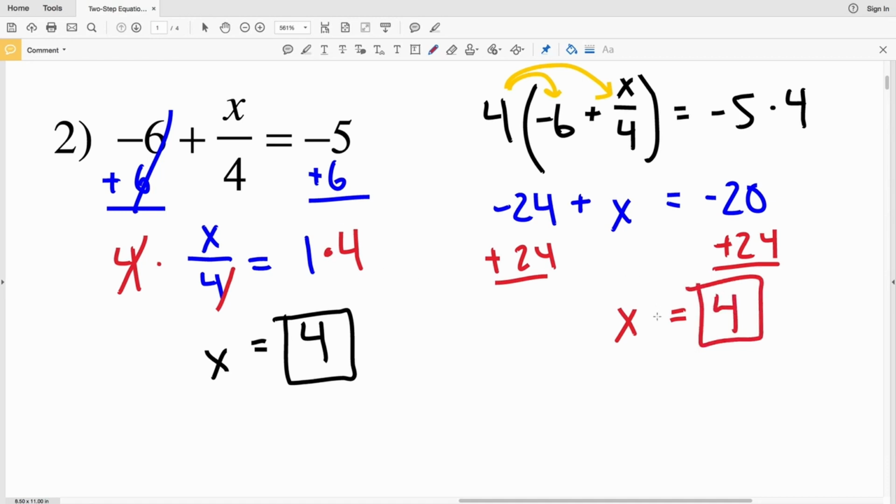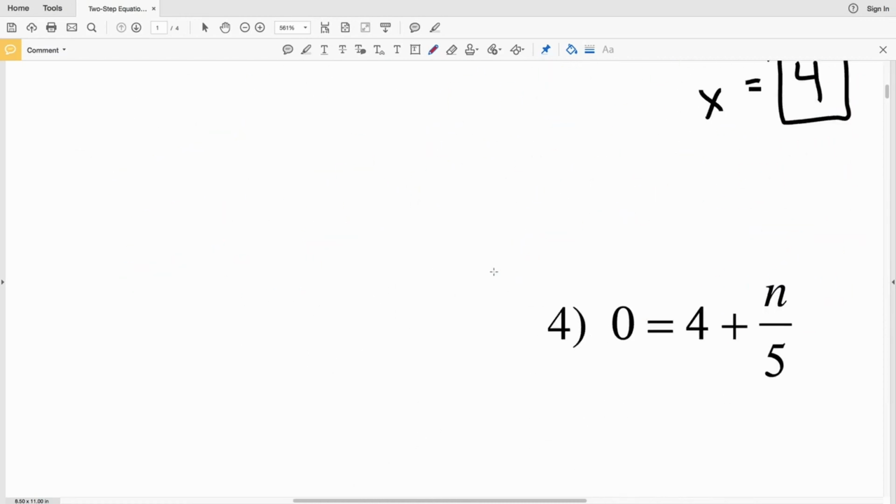Either way leads you to the correct solution. However, I find it easier to do the method we used on the left-hand side. That way we don't have to worry about doing the distributive property. But either way is okay, so feel free to choose.